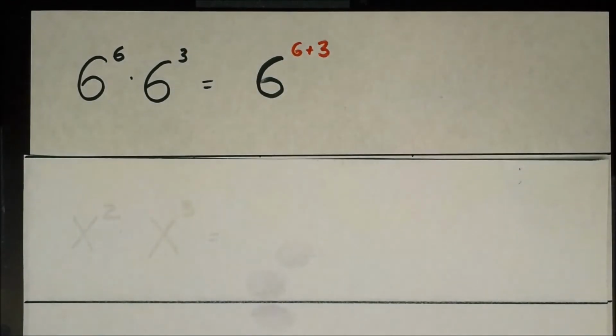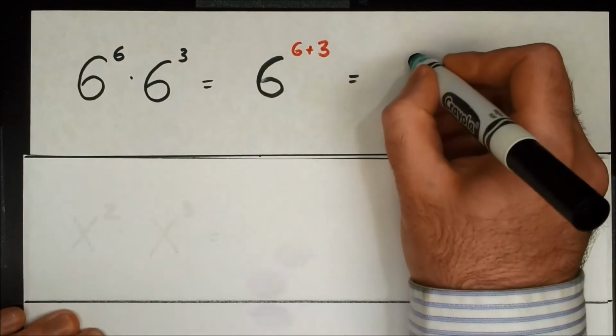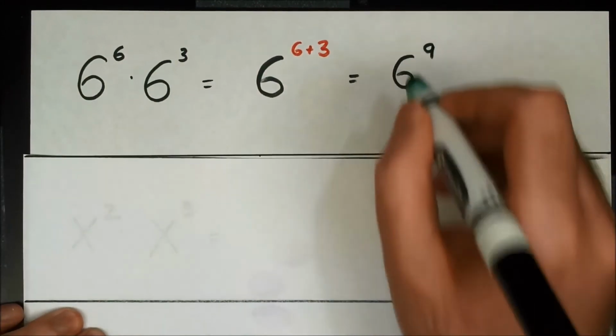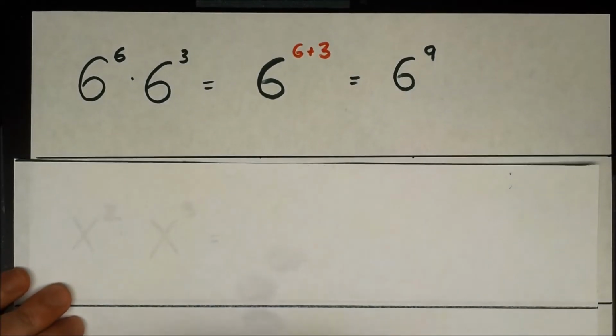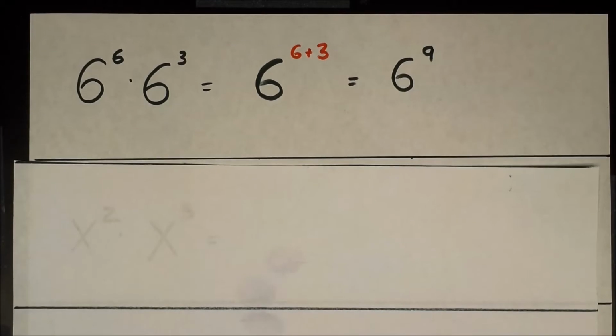And can someone tell me what that is? It's very simple. 9. So 6 to the 9th power is what that comes out to be. And it's as simple as that. That's really simple, right?